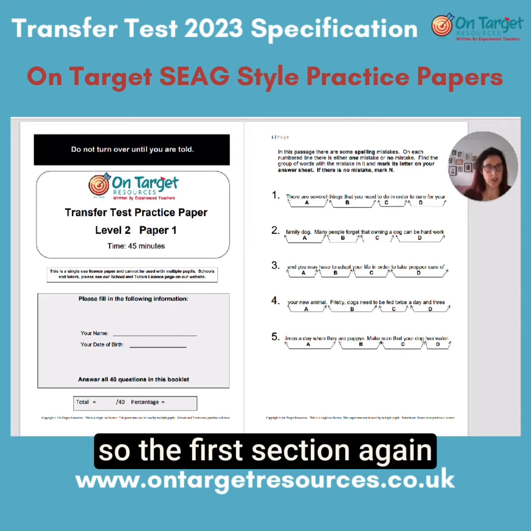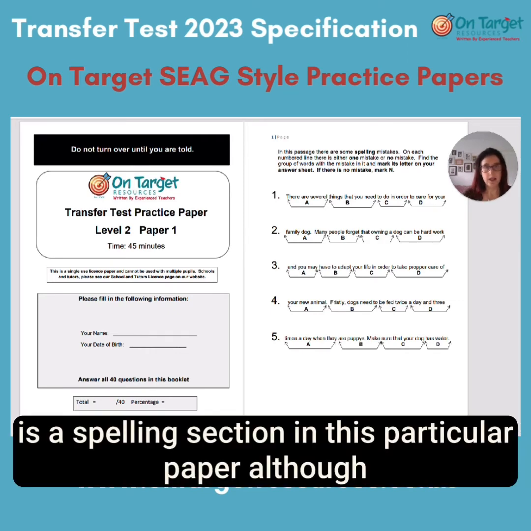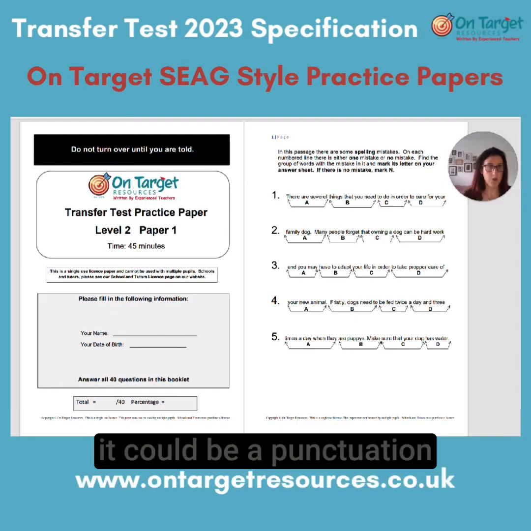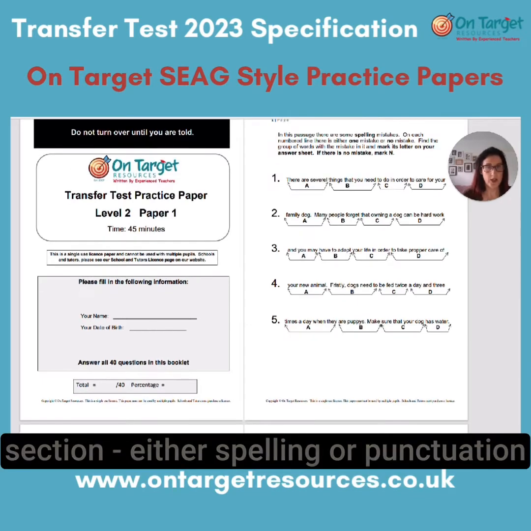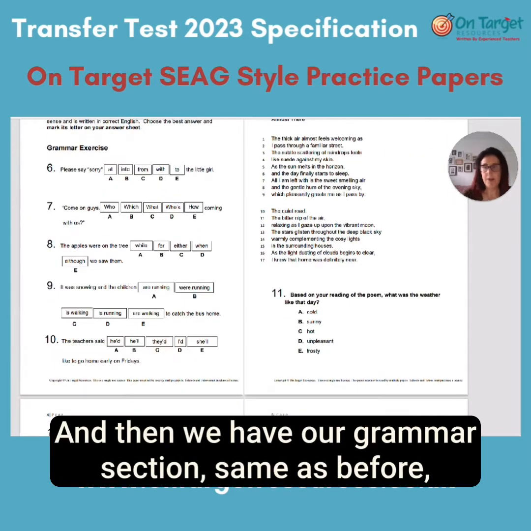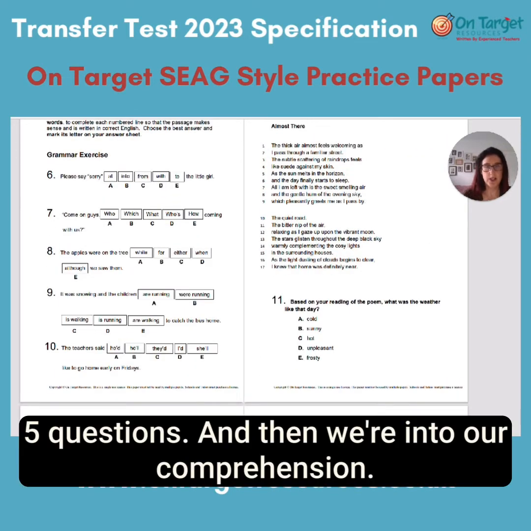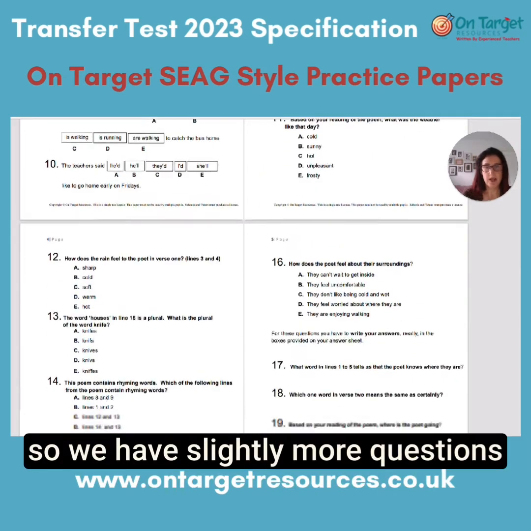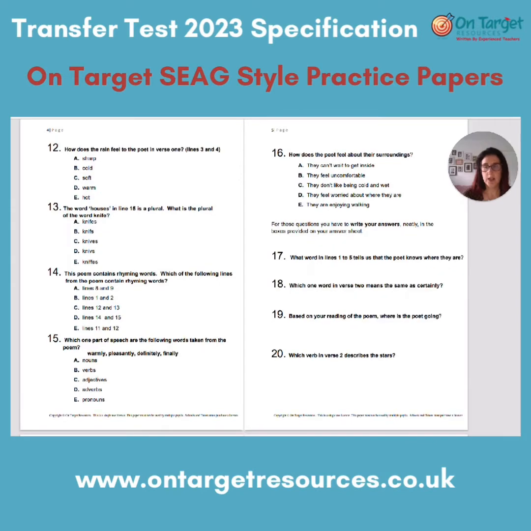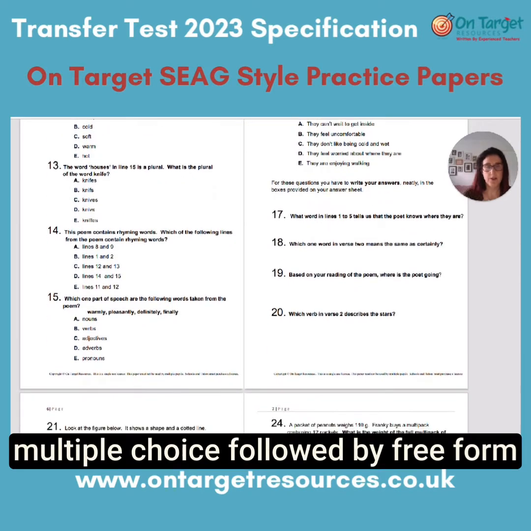So the first section again is a spelling section in this particular paper, although it could be a punctuation section. We have either spelling or punctuation. And then we have our grammar section, same as before, 5 questions, and then we're into our comprehension. This time it's a poem. So we have slightly more questions, multiple choice, followed by free form.